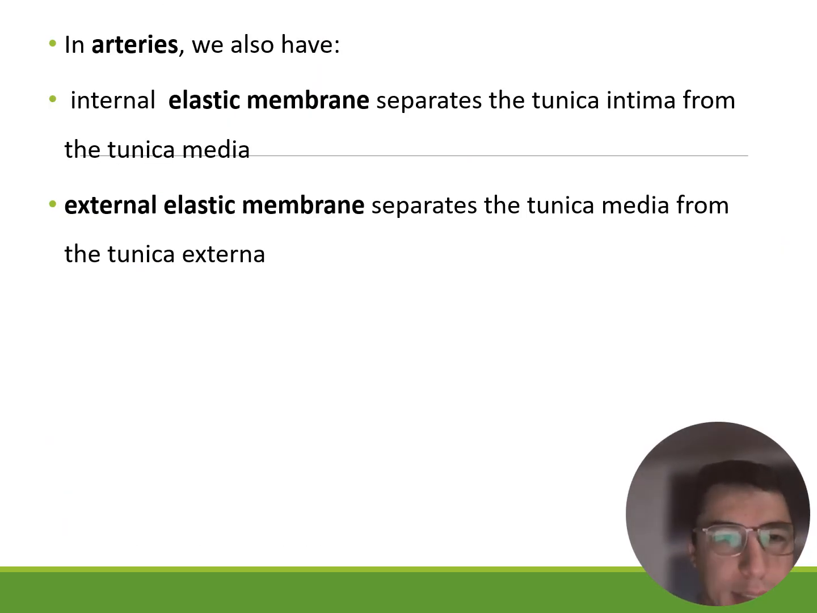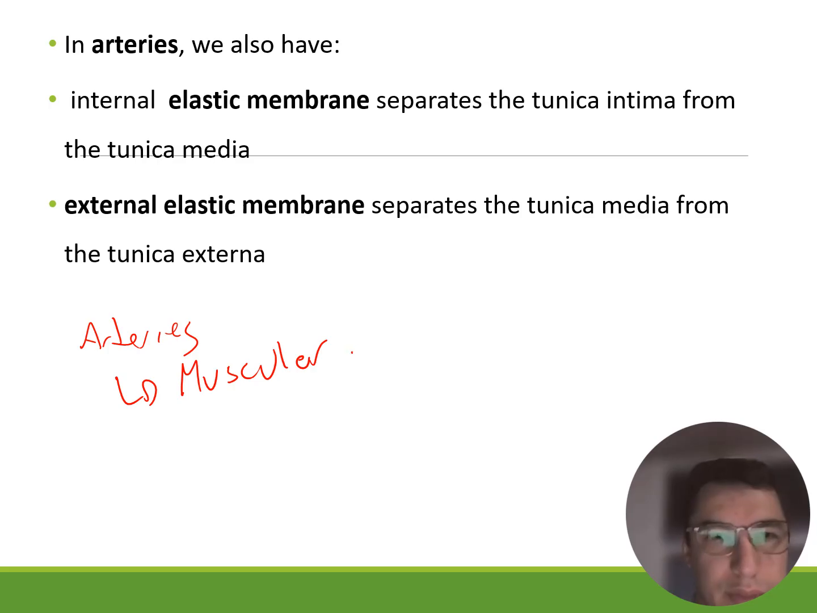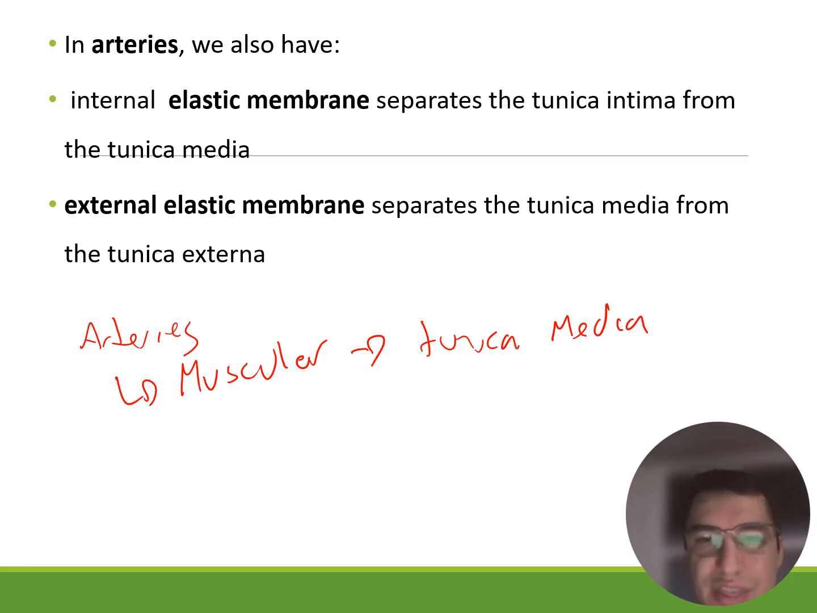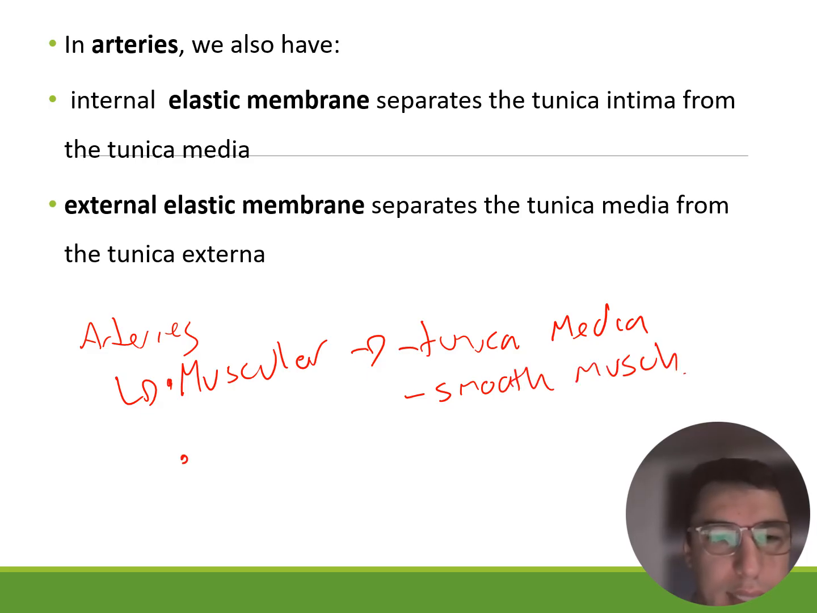So again, key characteristics of the arteries: they are muscular, so they have strength, and they're muscular because that tunica media is thicker. It has a lot of that smooth muscle, and it also has elastic membranes. So this is what provides that elasticity.